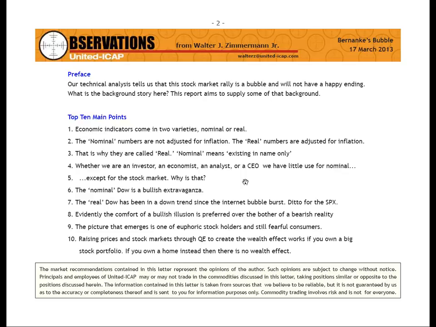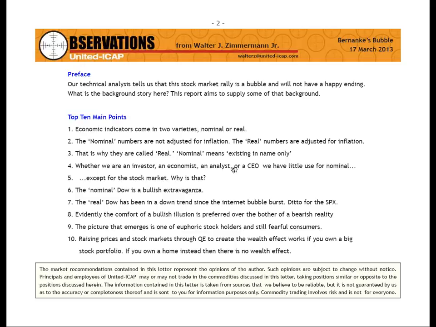And now whether we're just an investor trying to manage a few stocks, or we're an economist tasked with managing an economy, or we're an analyst, or we're a CEO, whatever of those categories we might most resemble, all these levels of endeavor have one thing in common. None of these efforts have any use for nominal numbers. We want the real numbers. We want to unmask the effects of inflation and see what's really going on.